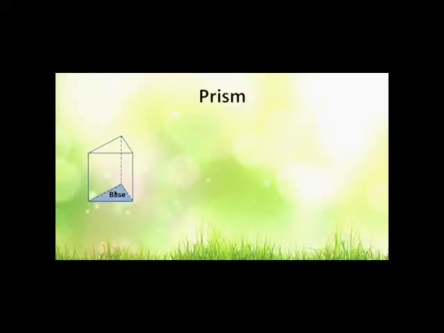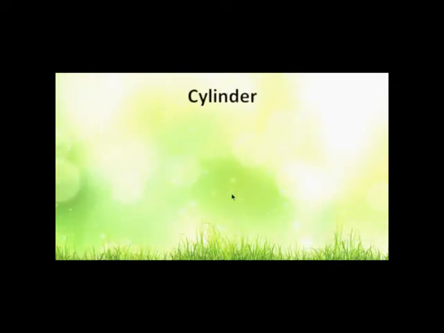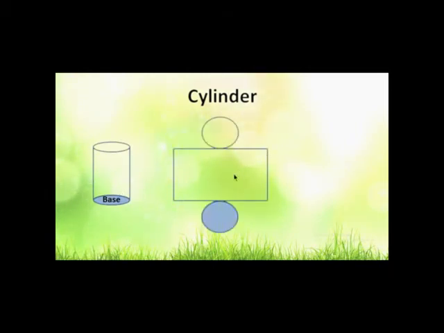This is the triangular prism. It's constructed by 2 triangles and 3 rectangles. How about the cylinder? This is the cylinder and this is the net of the cylinder. There are 2 circles and 1 rectangle that construct the cylinder. This is the height, and this side is the perimeter of the circle.